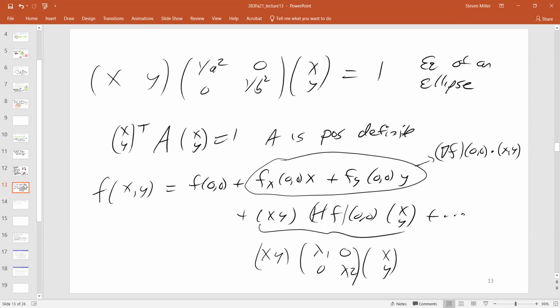In a situation like that, this is going to give you lambda 1 x squared plus lambda 2 y squared. So if both lambdas are positive, then this is always positive. That means locally it's going to look like a parabola pointing upward in all the different directions, so you have a minimum. If both lambdas are negative, then locally it looks like a parabola pointing downward, and you're going to have a maximum. If one lambda is positive and one lambda is negative, then you have a local minimum in one direction and a local maximum in the other direction. This is a saddle point.